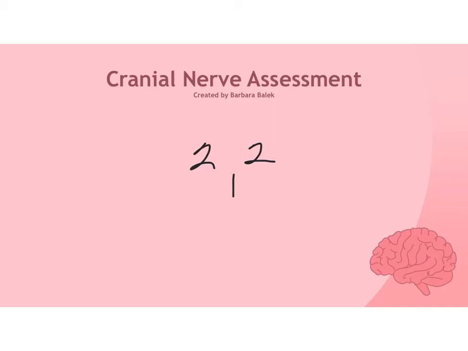3, cranial nerve 3, ocular motor. So ocular motor is pupil size and reaction to light. But it also has to do, we're going to draw some 3s sideways over our eyes to think about ptosis, or a lid lag. So cranial nerve 3 has to do with that.